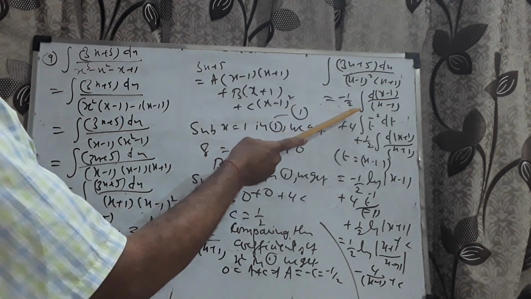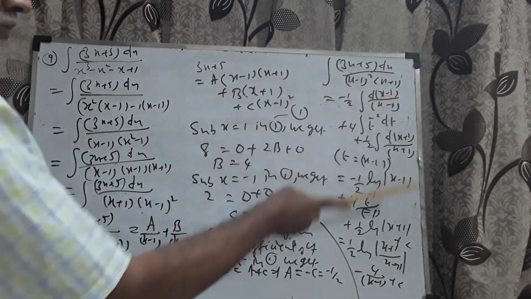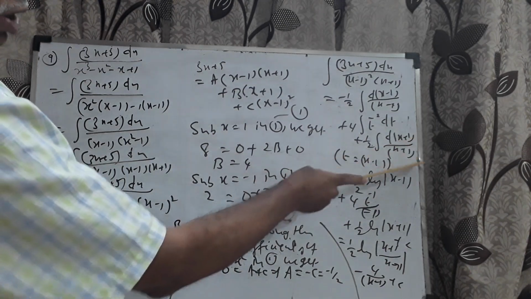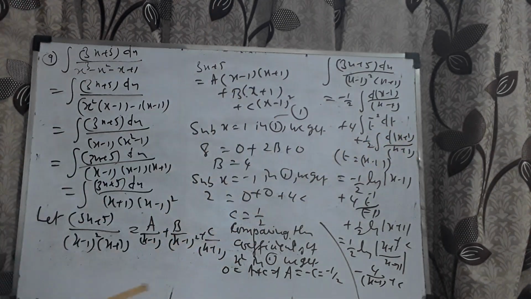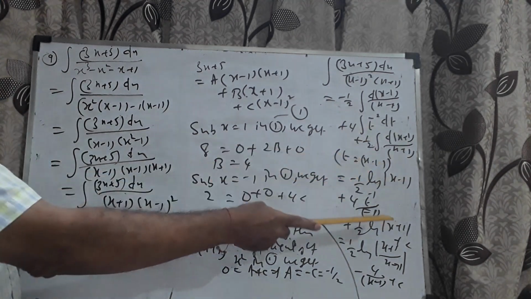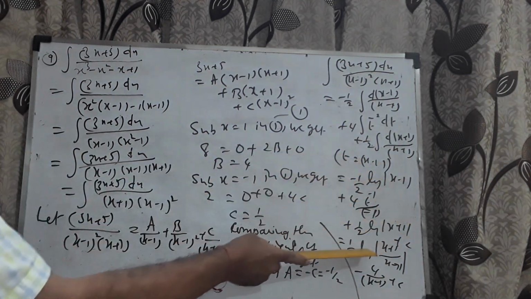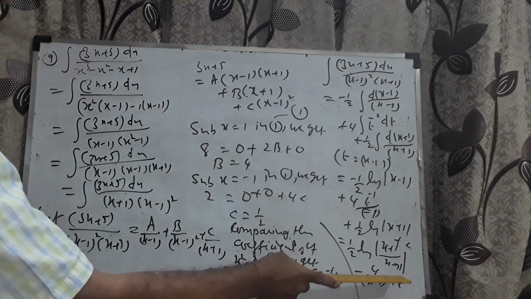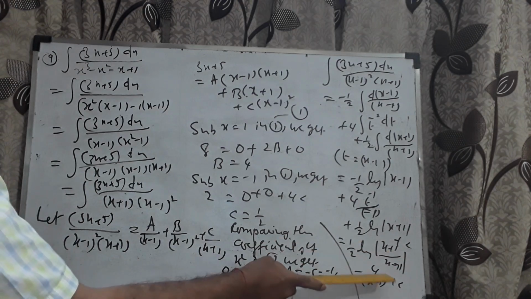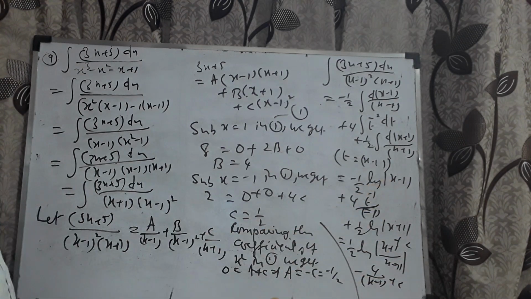Whole integral becomes minus half, this thing becomes log mod, and this becomes log mod. Only for the middle one, write it as t power minus 2 dt, where t is x minus 1. It's t power minus 1 by minus 1. Therefore, taking half as common, half log|(x+1)/(x-1)| minus 4 by (x-1) plus c will be the final answer.